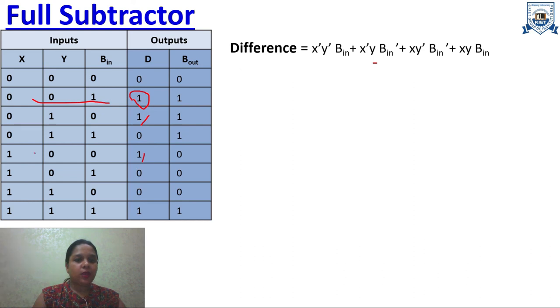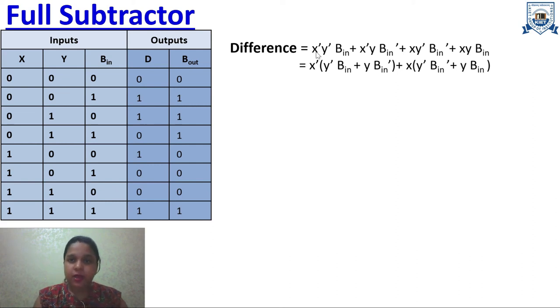Along the next one, it will be x, y bar, b in bar. So it is written over here. Next one is x, y, b in bar. So it is written over here. Now we need to reduce this. To reduce this Boolean expression, we will take x bar common from these two. So the left one is, when x bar is taken common, y bar b in plus y b in bar. So it is written over here.